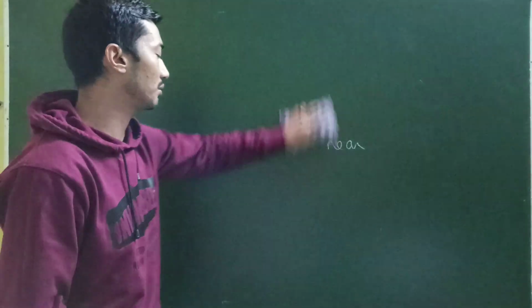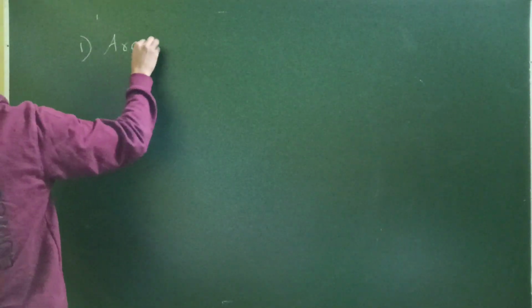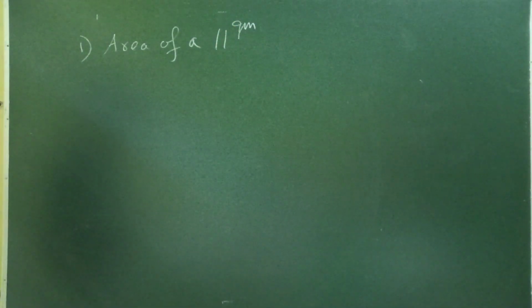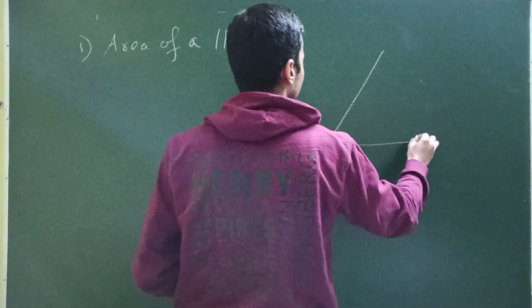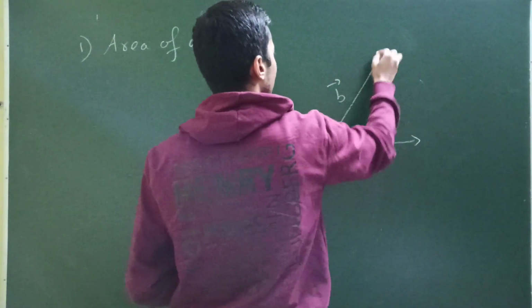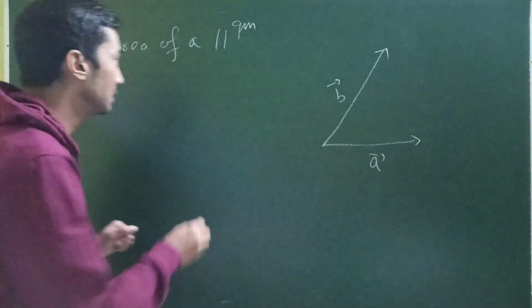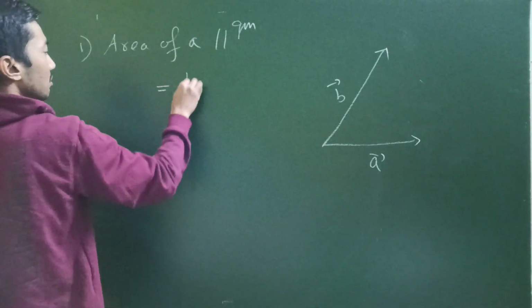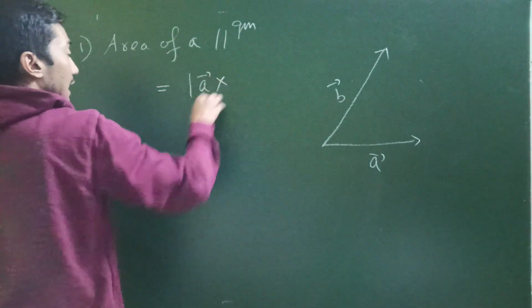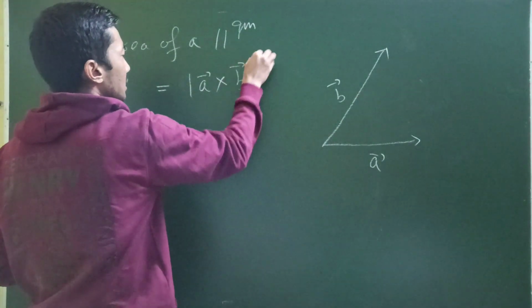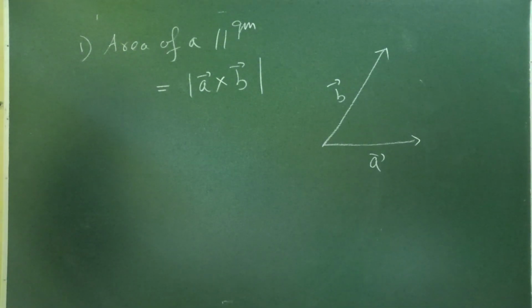So I'm just going to be giving you the formulas only, how to derive them and all that we will not be doing here. That is number 1, area of a parallelogram. How to find out the area of a parallelogram using cross product. Now if vector A and vector B denote the two adjacent sides of a parallelogram, then the area of a parallelogram will be given by the magnitude. Area will always be a scalar quantity. So magnitude of A cross B.